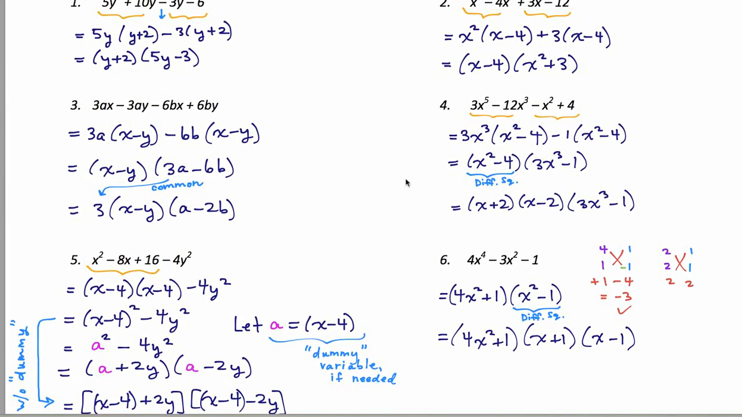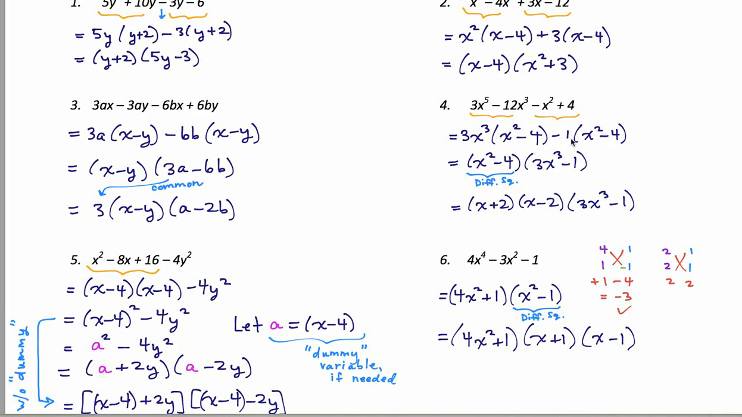Example 4, 3x to the 5th minus 12x cubed minus x squared plus 4. Again, I'm going to try going with 2 and 2 because often that works, though it doesn't always work. We can see that we've got a common factor of 3 and x cubed here, we can factor that out, and then I'm left with x squared minus 4. Again, I'm going to factor out the sign in front of this binomial here, take out this minus 1, and then what I'm left with is x squared minus 4.